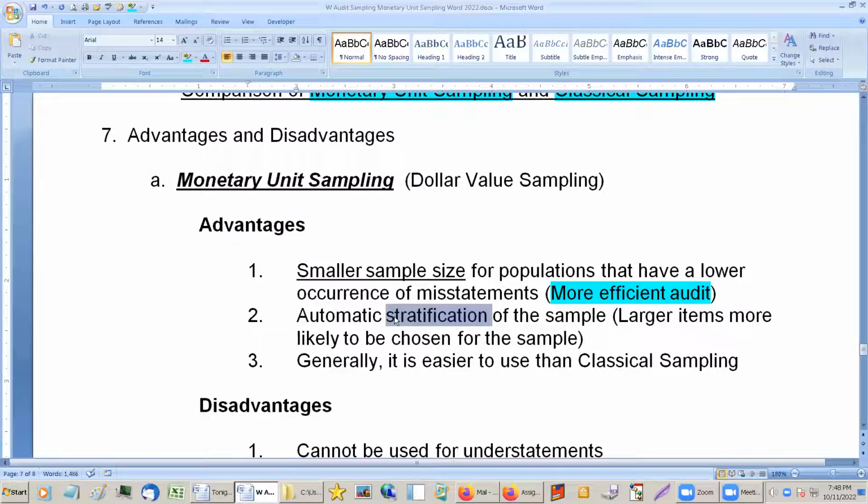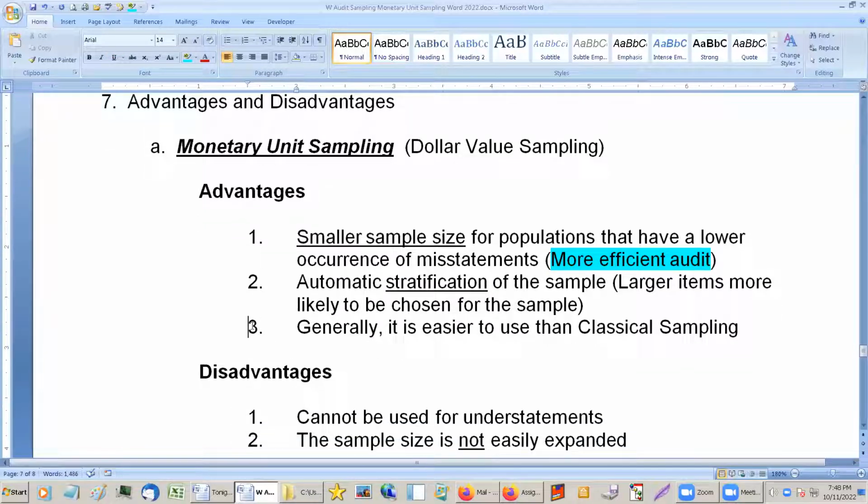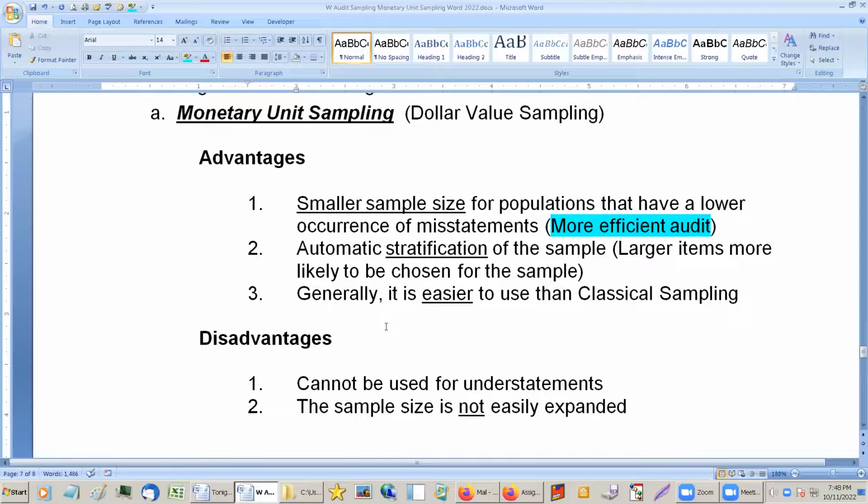They call it stratification. Actually, we'll talk about that in the overview next week. And generally, even though you wouldn't know it from what we did today, it's easier to use than classical sampling. There's a lot less hoops to jump through for monetary unit sampling.